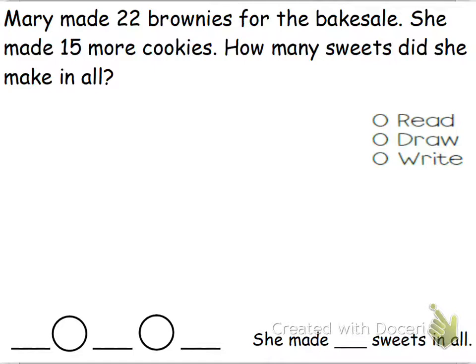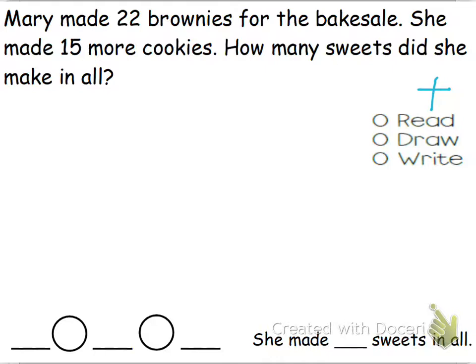Alright guys, let's see what you got and how I would solve it. So Mary made 22 brownies for the bake sale. She made 15 more cookies. How many sweets did she make in all? So she made 22 brownies, 15 more cookies. So 22 brownies and 15 cookies. We have to figure out how many sweets did she make in all. Well, we know that we're having to add these sweets together, so we know we're adding.